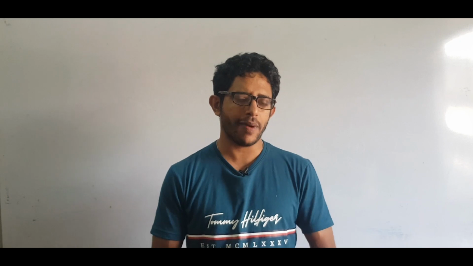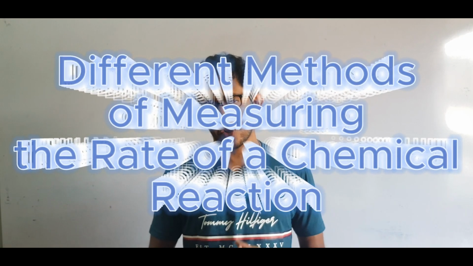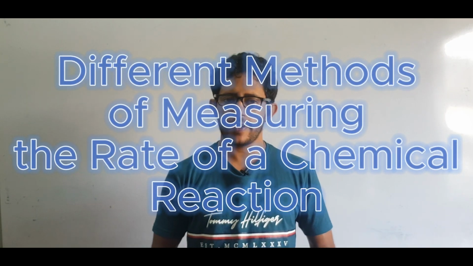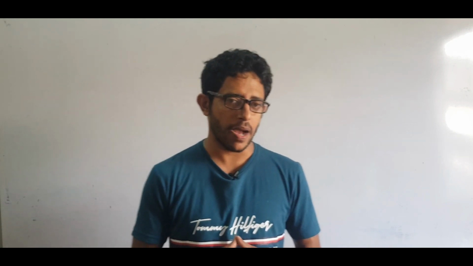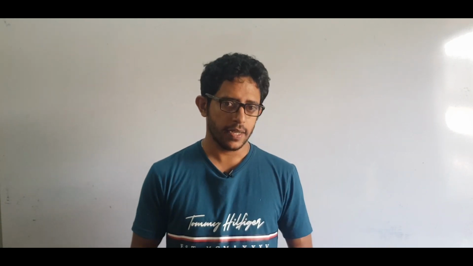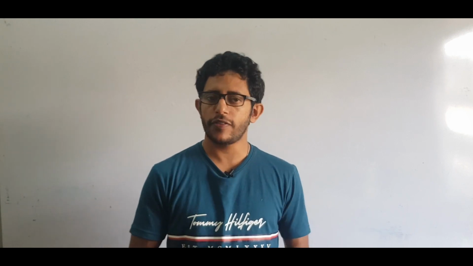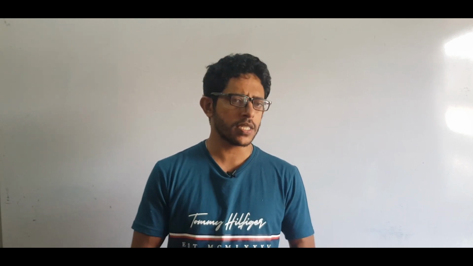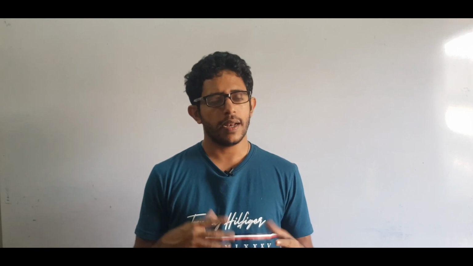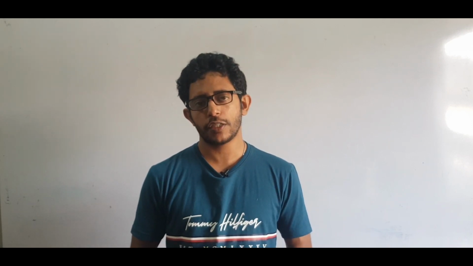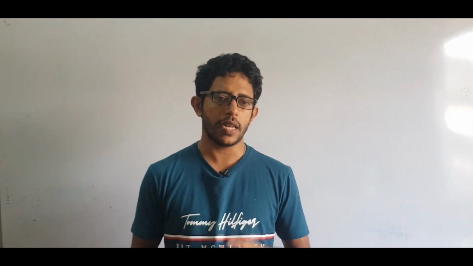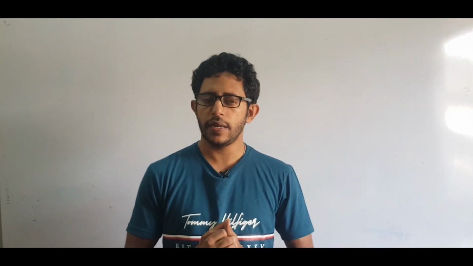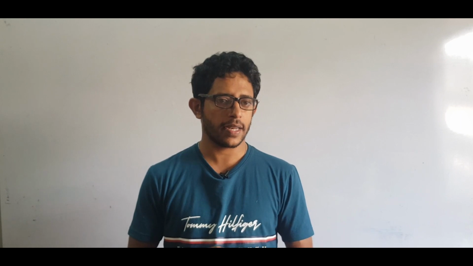Today we are going to talk about the different methods we can use to measure the rate of a chemical reaction. In the last video we discussed catalysts, and I told you there are two types called homogeneous and heterogeneous, and I explained how each catalyst behaves to speed up the rate of the reaction. You can use the link or the pop-up banner to go to that video and get the idea about catalysts.